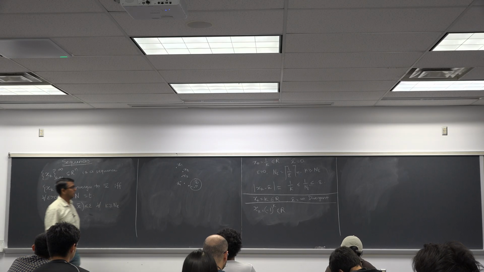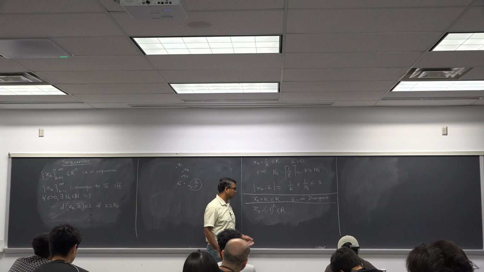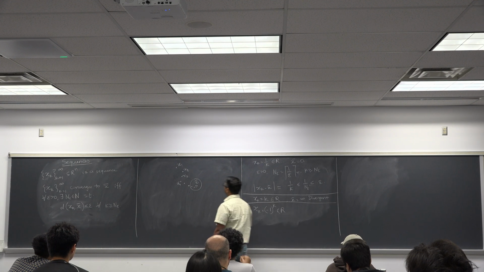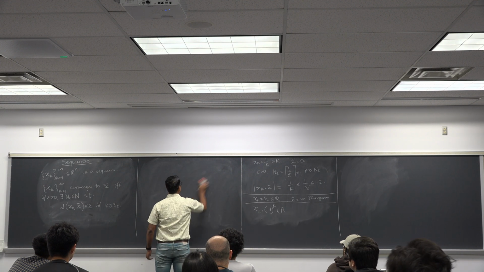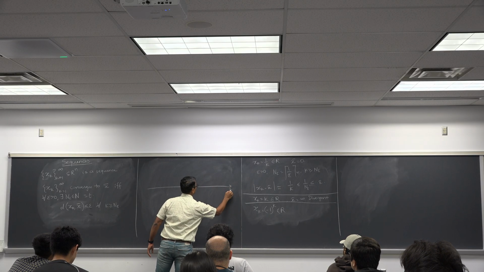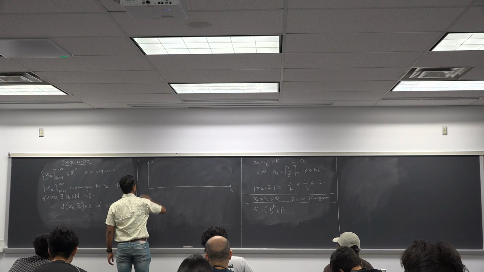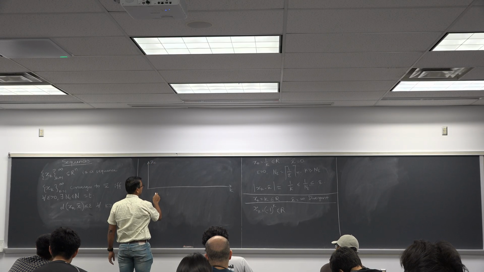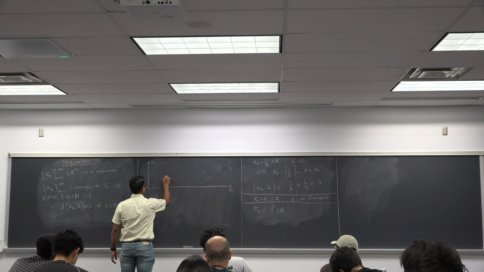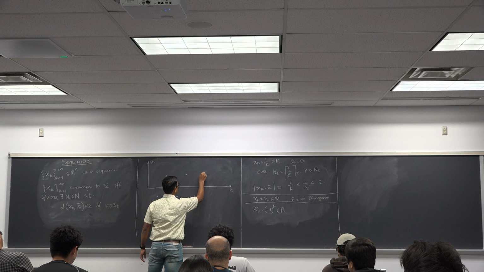Okay, so x1 is -1, x2 is 1, x3 is -1, x4 is 1. So the sequence looks something like this. This is my k, this is my xk. So I have -1, +1, -1, +1. This is what my sequence looks like.